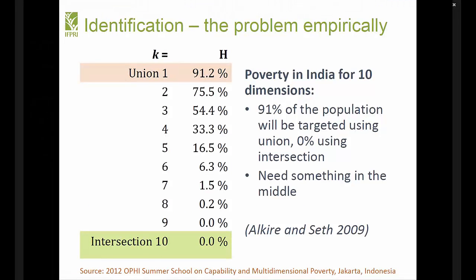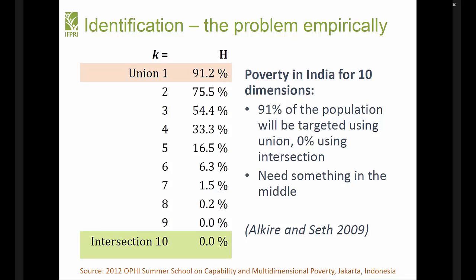Here's an example from India: poverty in India for 10 dimensions. This is what happens with the headcount when K ranges from union to intersection. With the union, a very, very low bar, 91.2% of the population is poor. If they're using this for targeting, all of them will be targeted for a poverty program. Can you imagine? India is a big country. Now, if you use the opposite, the intersection, where they have to be poor in all the domains before they can qualify for the poverty program, nobody qualifies. So you need something in the middle.